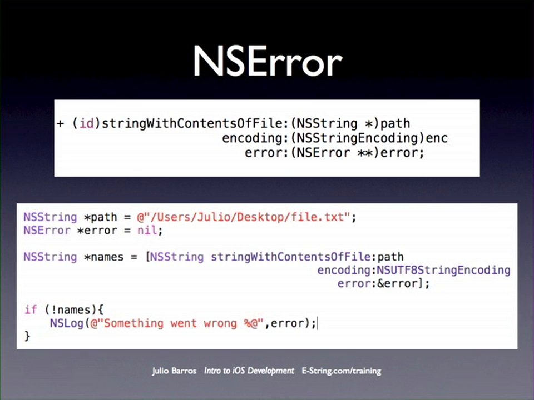If the method call works, it returns a string. If it doesn't work, it will return nil, and the error pointer will be changed to refer to an error object. You can then inspect the error object to see what went wrong. So to recap, when dealing with methods that take NSError parameters, this is the pattern. Declare an NSError pointer and set it to nil. Pass its address into the method using the ampersand. Check the return value of the method to see if it's nil. If it is, something went wrong, so check the error parameter.